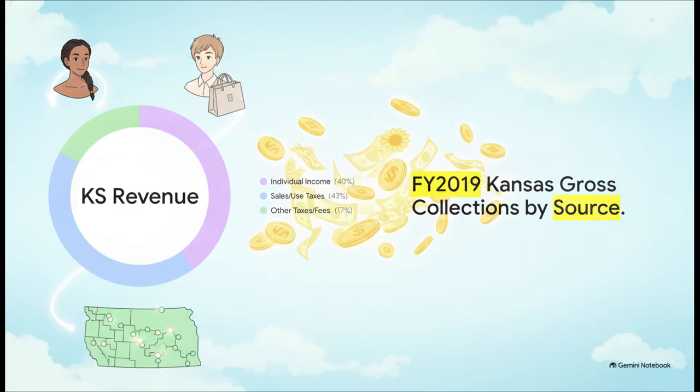So where does the state's money actually come from? Well, looking at fiscal year 2019 data for Kansas, we see over $10.5 billion collected. That is a massive chunk of change. The state relies heavily on a centralized blend here. Individual income taxes make up 40.4%, and sales and use taxes come in at 43%. We're talking about massive, completely centralized revenue streams.